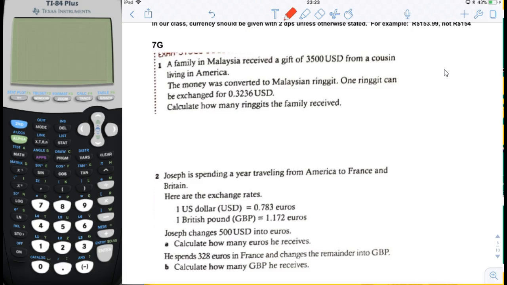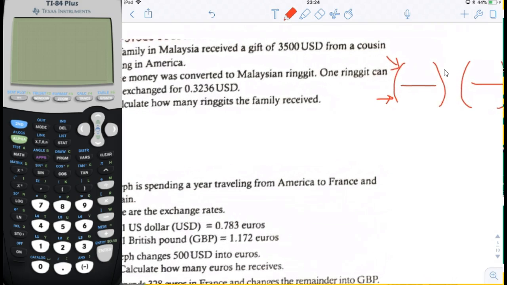Okay, so if you did the domino investigation, or if you remember how to do conversions from chemistry or physics, the way you're going to do this is you're going to make kind of a domino. The domino is going to have a top and a bottom, okay? So basically, in the top and the bottom of the domino, you're going to have equal amounts, but in different currencies.